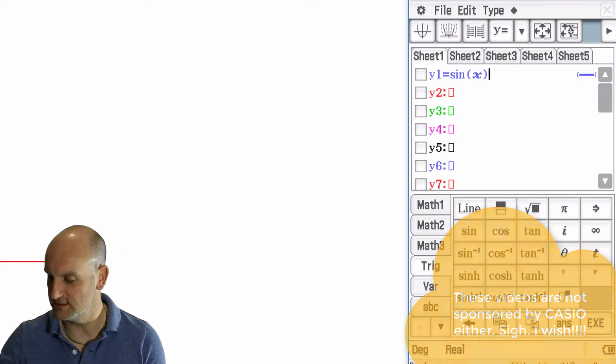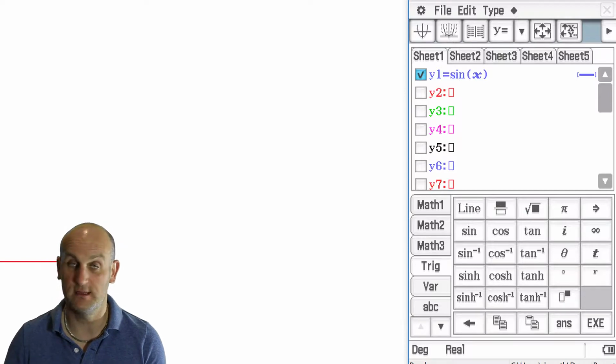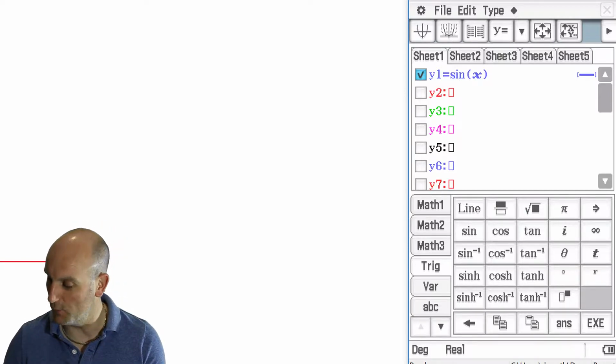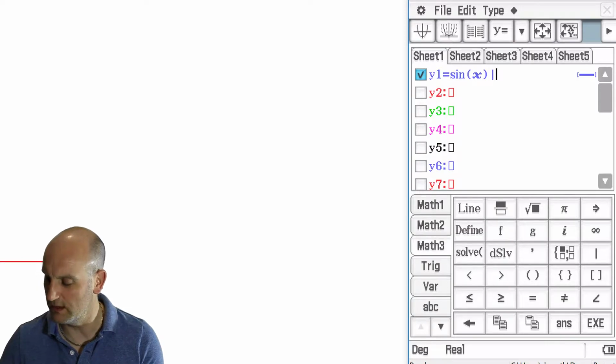Your calculator will do pretty much the same thing. So what I'm going to do is tick that box, which in a moment is going to tell me that the calculator is going to draw that graph. But I'm also going to put a vertical line. Hitting Maths 3, I'm going to put this vertical line, and I'm going to say 0 less than or equal to x less than or equal to 360.